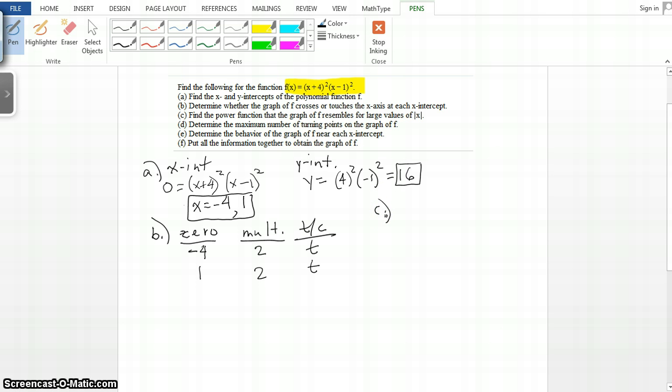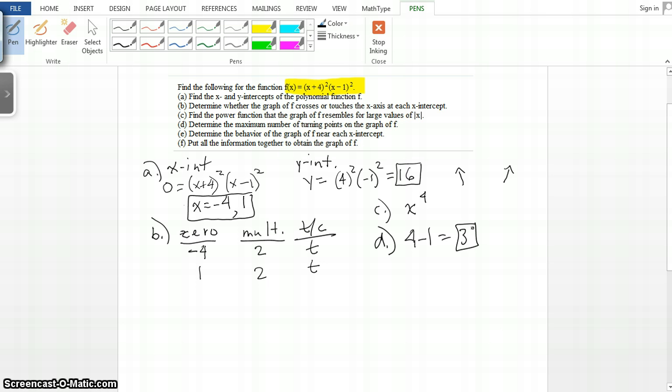Let's do part C over here. Part C says find the power function that f resembles for large values of x in absolute value. That means if I were to multiply all of this out, that lead term would be dominant. So if I multiplied this out, I'll have an x squared. If I multiplied this out, I have an x squared. X squared times x squared will be x to the 4. Lead coefficient's 1. So the end behavior means both ends are going up that way. Part D says the max number of turning points. That's the degree minus 1, which is 3.